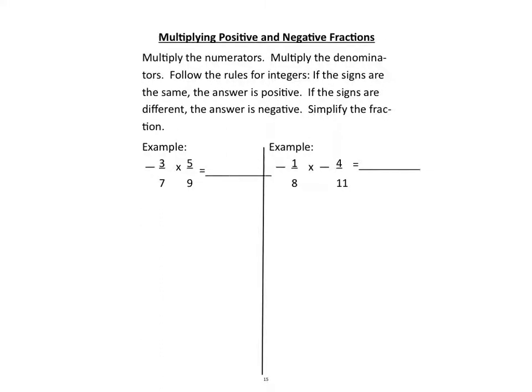We are now going to move into multiplying positive and negative fractions. Pretty much it is multiply across. Multiply the numerators, multiply the denominators, then follow the rules of the integers. If the signs are the same, the answer is positive, and if the signs are different, the answer is negative.